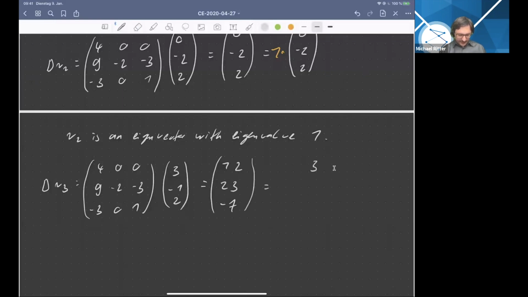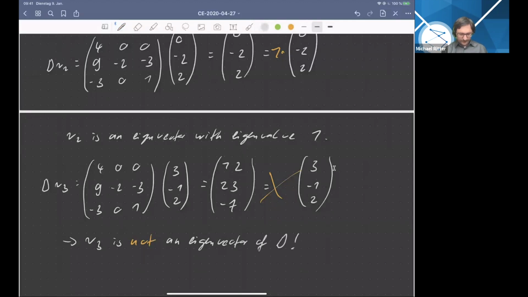So again, is that a multiple of the vector that we started with? If you look at the first row, for example, we have 12 here, we have 3 here. So the only possible multiple would be 4. But that doesn't work with the other 2 rows that we have here, okay? So this is not any multiple of the vector that we started with. So this means V3 is not an eigenvector of D. Okay, so that concludes the first problem. Let's again see if there are any questions.